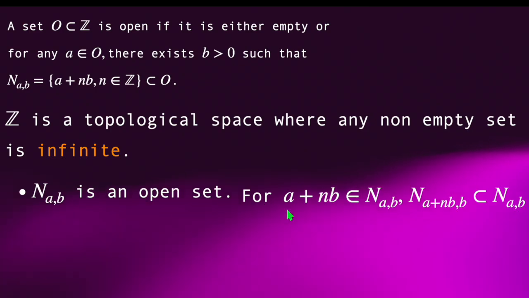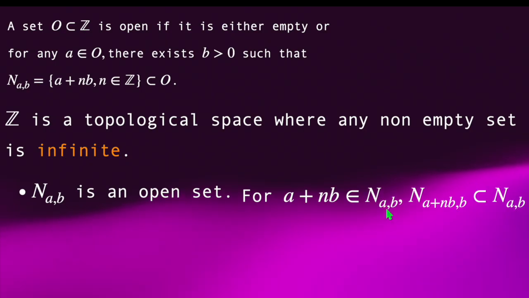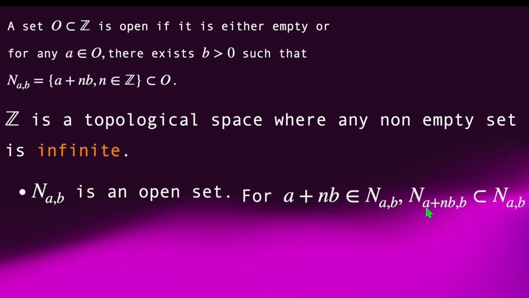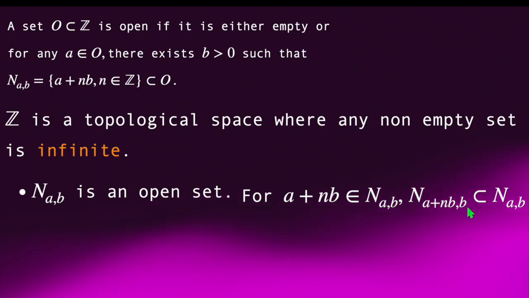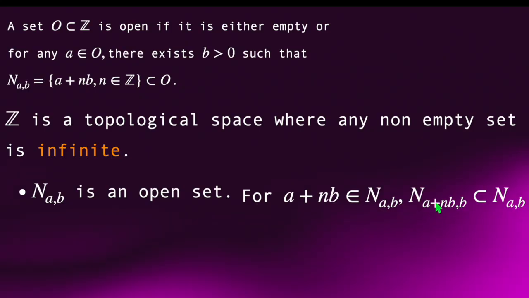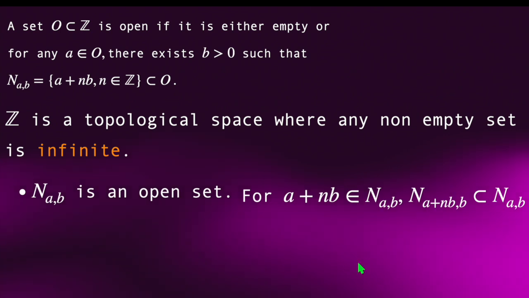This is easy. If you take A plus B and NIB, you can see easily that NA plus NB is contained in NB, because any element here can be written A plus NB plus NB, A plus N plus NB, and it's contained, so it's easy.